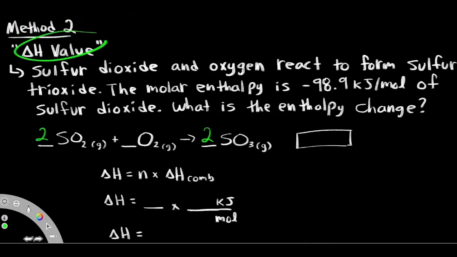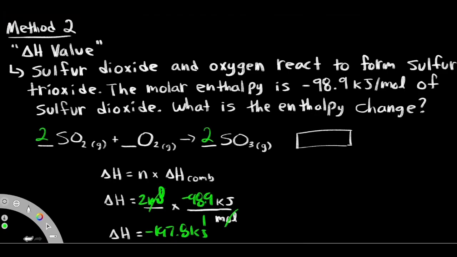Next, method number 2 is finding the delta H value. So similarly, like the previous example, this compound here is being burned, it's combusting, and it's making sulfur trioxide. So for every 2 moles of SO2, because that's sulfur dioxide in question that is being burned, 2 moles of that is going to be put into the formula. And then for every mole of that, how much is it burning? It's burning this much energy. I'm just going to cancel out these units. I end up getting negative 197.8 kilojoules.